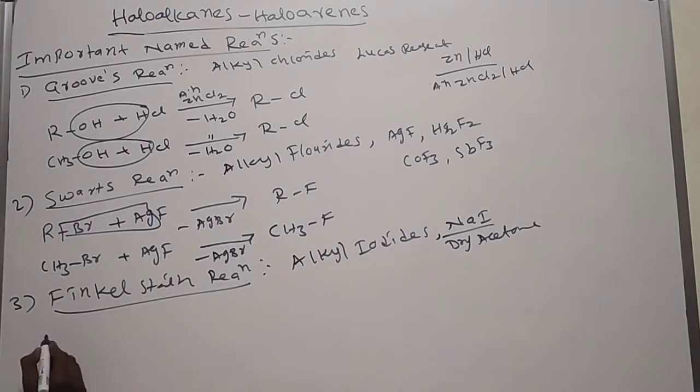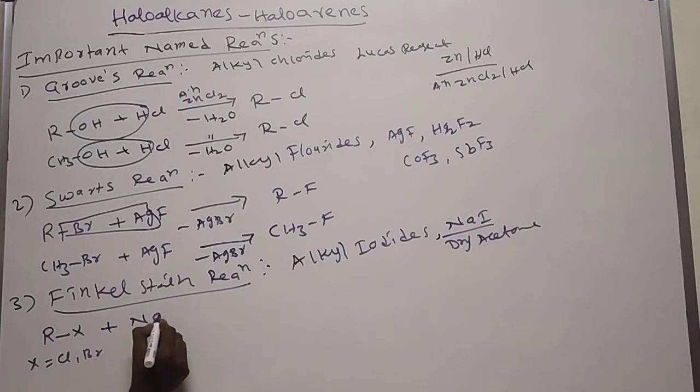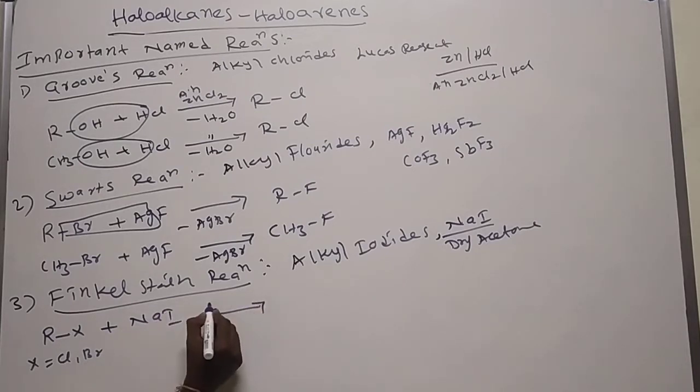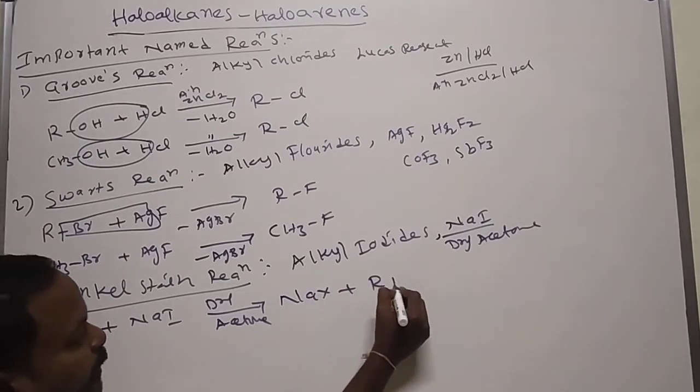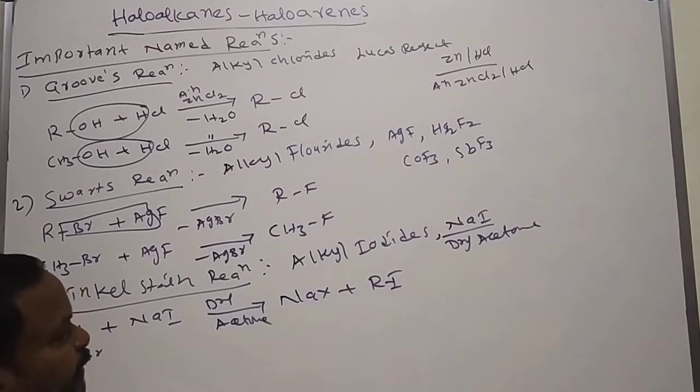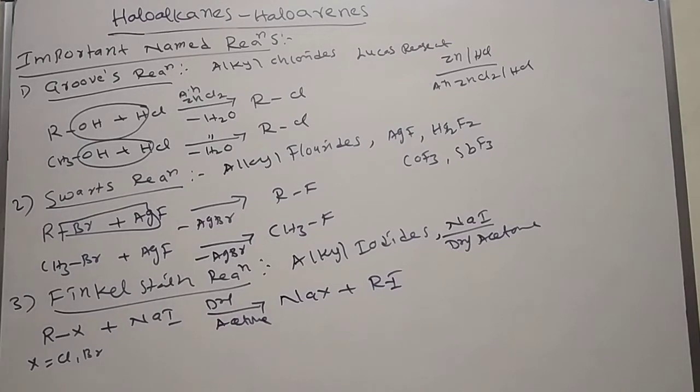Here I am taking alkyl halide, where X is equal to chlorine or bromine. Alkyl chloride reacts with sodium iodide in the presence of dry acetone. It loses NaX and forms alkyl iodides. This we simply call the Finkelstein reaction.